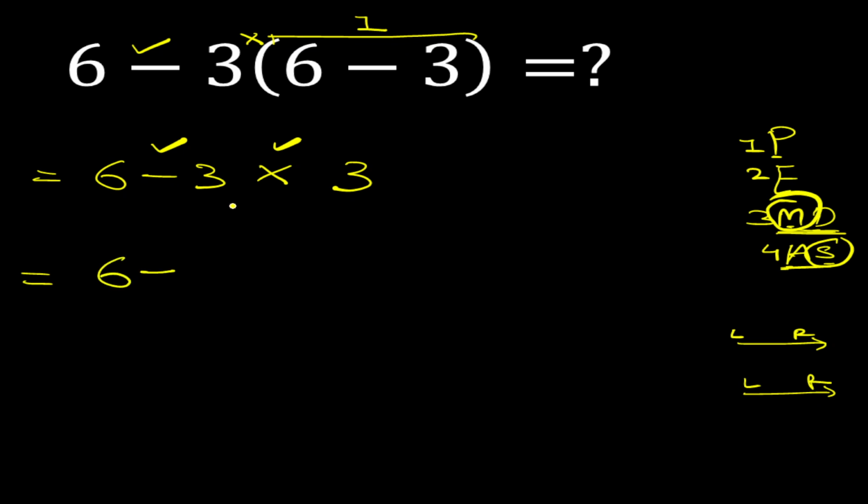So now 6 minus 3 times 3 is equal to 9. So 6 minus 9 is equal to minus 3, right? So the correct answer is minus 3.